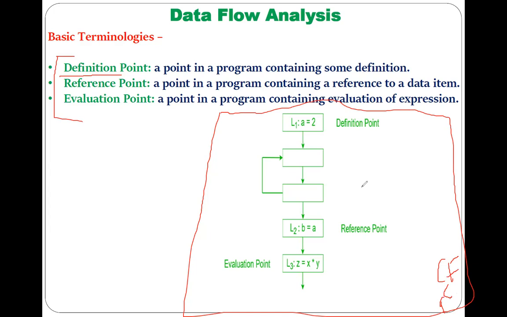For some example, some basic blocks are given here. This is a basic block, this is also a basic block, these are all the basic blocks. Combining different basic blocks and showing the control flow from one basic block to another basic block is considered our control flow graph.